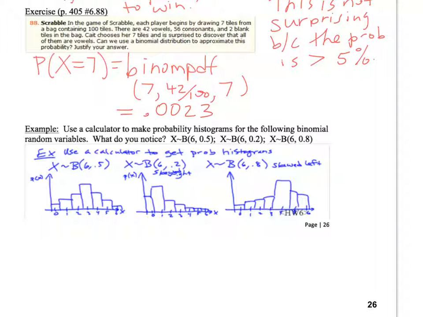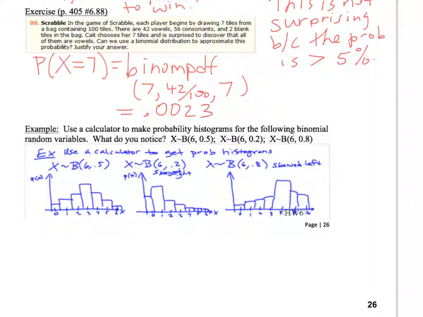Alrighty, so if we're willing to ignore the sampling without replacement because the 10% condition technically passes in the Scrabble tile example, we see that Kate has a very low probability of having a tray of all 7 vowels, and she should be quite surprised.